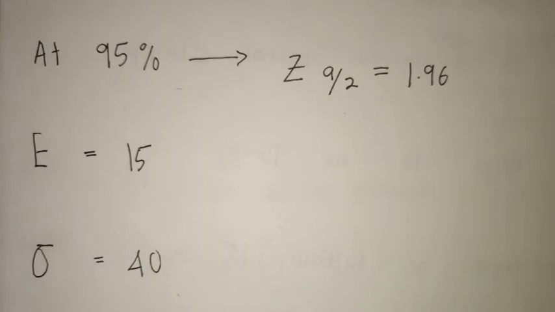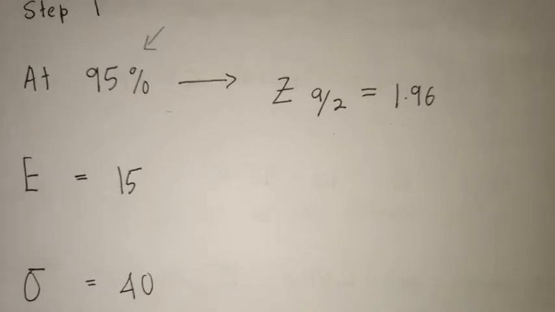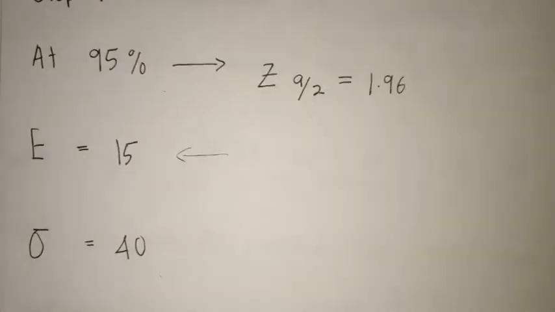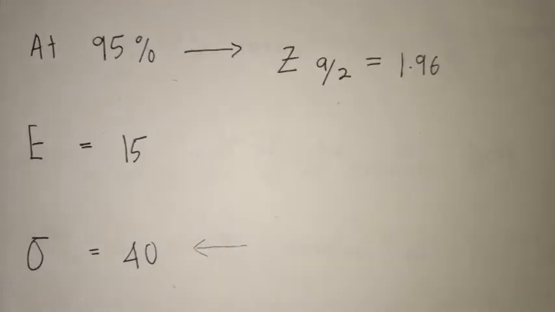Okay, from the question, we can see that they have given the 95% confidence, which we can use to find the Z alpha half. And from the table, 95% is equal to 1.96. And the second is they have given the maximum error, which is equal to 15. And the third is the standard deviation, that is equal to 40.